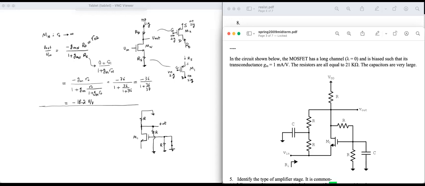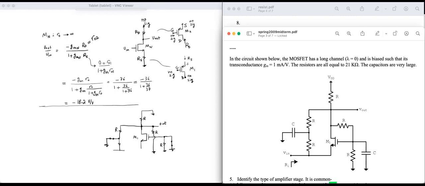Because it was connected to the gate and the gate is grounded. And then I have the other resistor here connected like this. And now this is connected to ground because the other capacitor is like a short. So this resistor is connected to ground. And there was a resistor like this, which is now also between the input and ground.